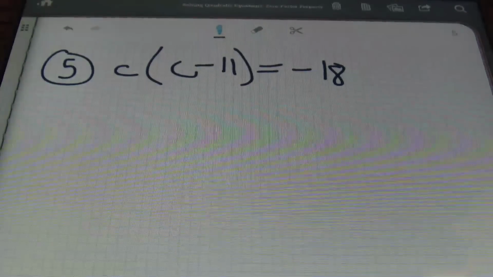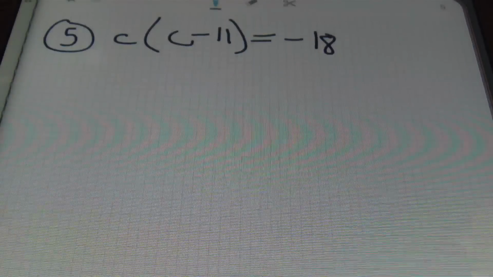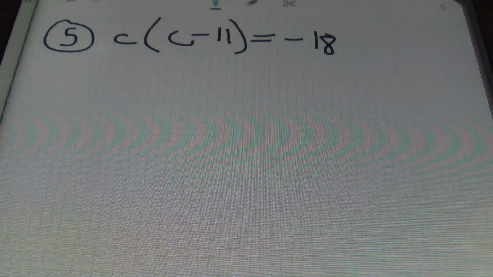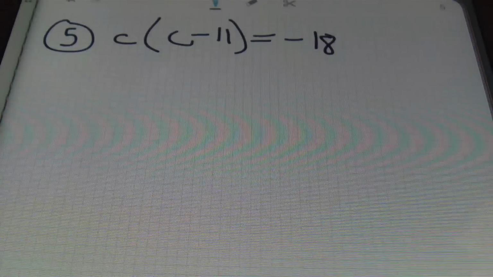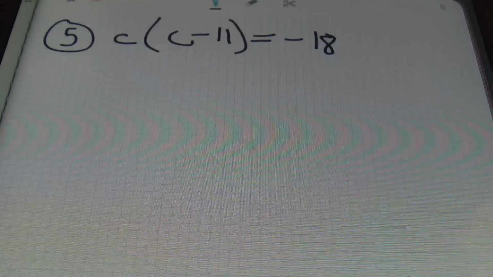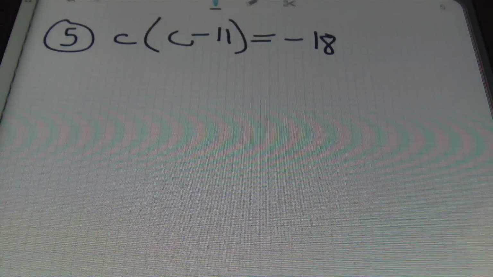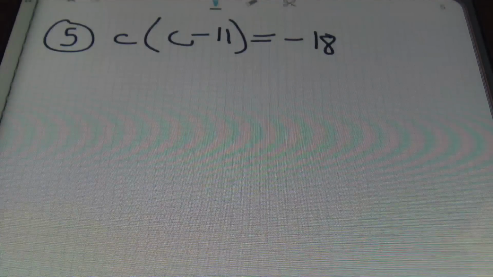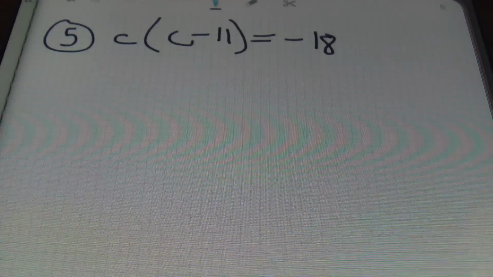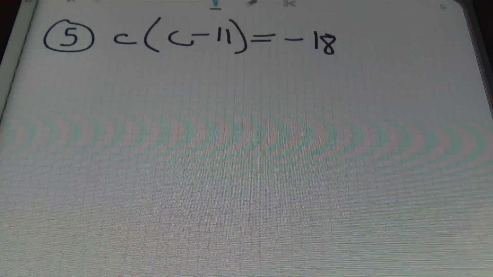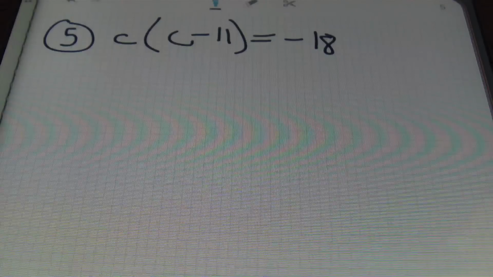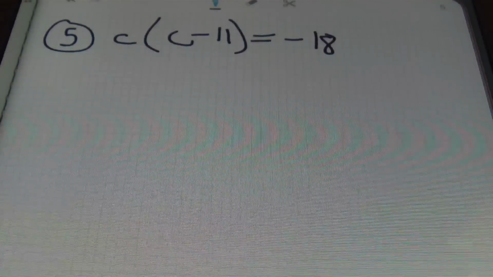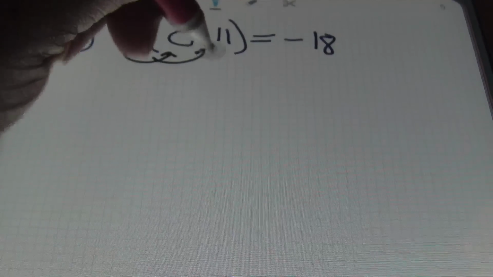For problem number 5, we have c times the quantity c minus 11 equals negative 18. At first glance, a lot of students would assume this equation is already factored, but it's not. The reason for that, ladies and gentlemen, is because it's not set equal to 0, and you have to have it set equal to 0 in order to use the zero factor property. So instead, what you'll do is multiply. In other words, you want to distribute first.